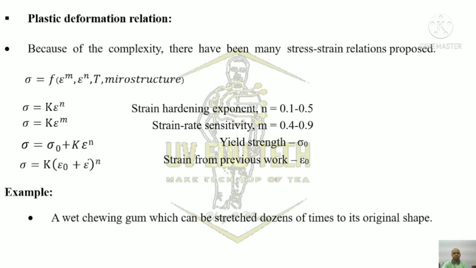Now, small n is the strain hardening exponent whose values vary from 0.1 to 0.5. The second one is strain rate sensitivity whose values vary from 0.4 to 0.9. Sigma naught is the yield strain and epsilon naught is the strain from previous work. A simple example of plastic deformation is wet chewing gum, which can be stretched dozens of times its original shape.